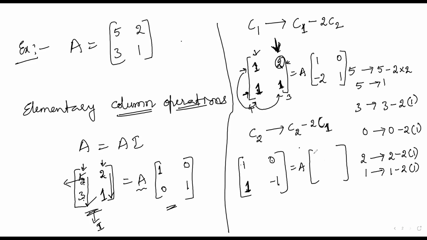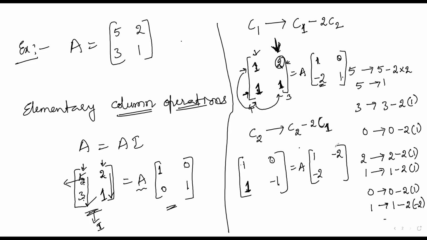Now C2 is changing, 1 minus 2. Now this 0 and 1 are going to change. 0 becomes 0 minus 2 times 1, which is minus 2. Then 1 becomes 1 minus 2 times C1. C1 is what here? Minus 2. Are you able to get it now?